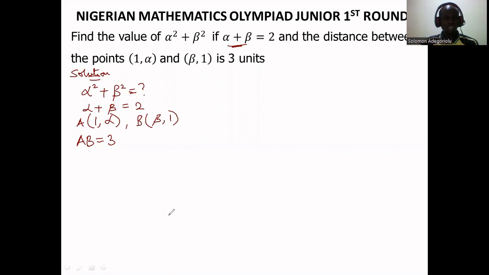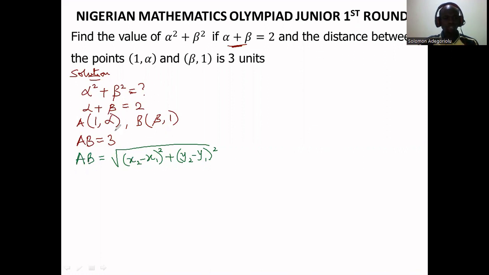So the formula for the distance between 2 points, A and B, is equal to the square root of, open bracket, x2 minus x1, close the bracket, squared, plus, open bracket, y2 minus y1, close the bracket, squared. And the next thing is, what is our x2? What is our x1? What is y2? What is y1? And from here, we're going to continue with this.